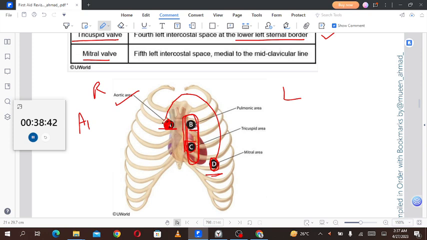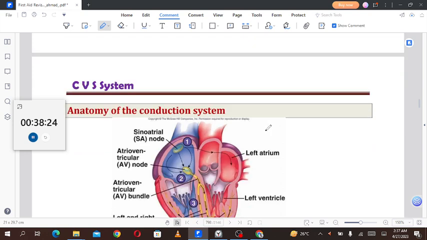If we have to listen to these left heart areas like the aortic or the mitral area, we ask the patient to expire completely and then hold the breath, because during expiration the blood flow towards the left heart is increasing, and resultantly if there is any murmur in the left side of the heart, that will be exaggerated. Moving forward to the next page, anatomy of the conduction system.